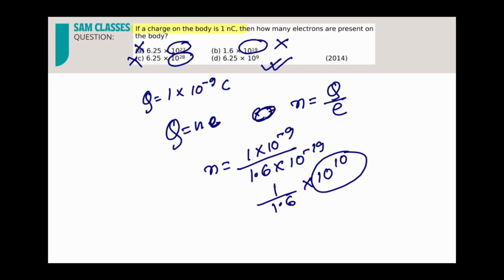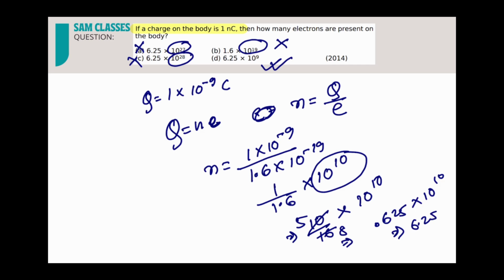If you want to solve it, let's say 10 by 16 into 10 power 10. So what do you do? 5 by 8. Now if you solve it, you will get 0.625 into 10 power 10. And if you solve it further, 6.25 into 10 power 9. So you could have got the answer without doing all this.